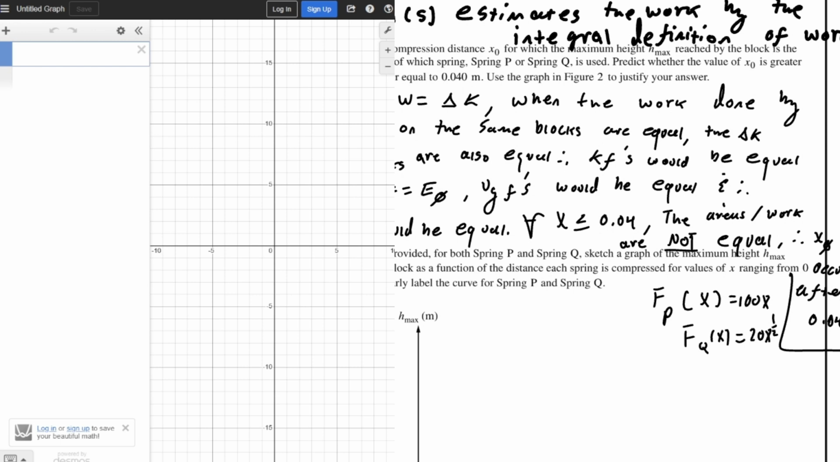So on Desmos, we're actually going to take a look at that. Just taking the integral intuitively of 100x, I know it's going to be 50x squared. I have Spanish keyboard on. 50x squared.